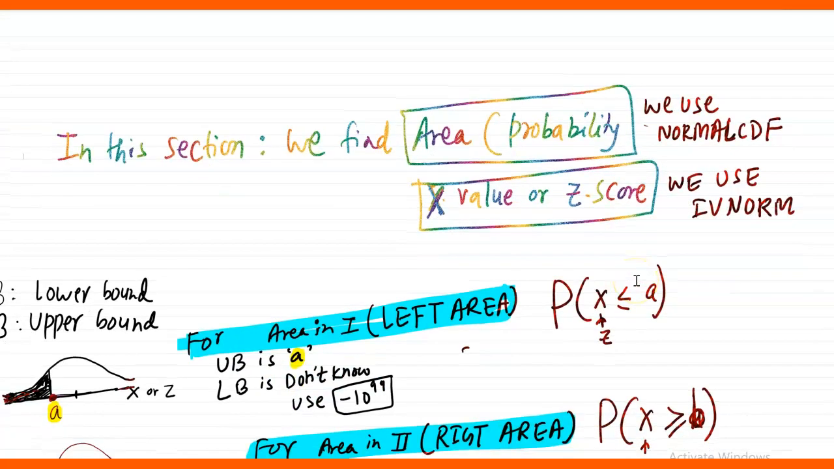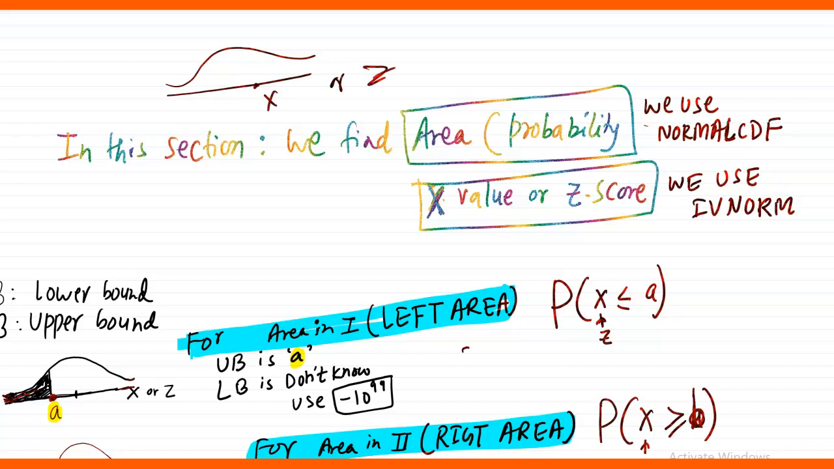Therefore, in the handout, the remaining questions are either to find the x value or z score on the line. Remember that if you have a normal graph like this graph, and we are looking for either the x value here or the z value, it depends on what the question is asking for.